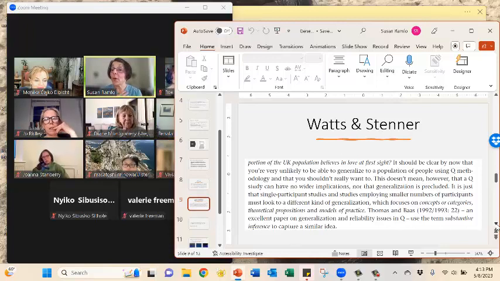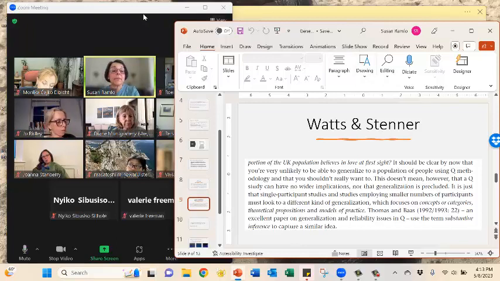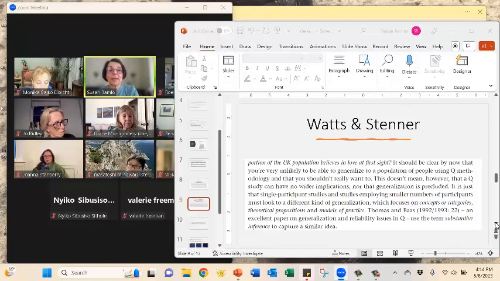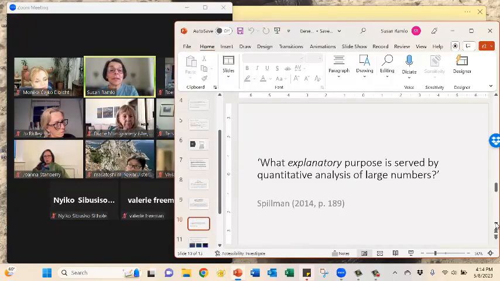I will point out that Watson and Stenner talk about substantive inference. They don't necessarily talk about substantive generalization, but they do talk about substantive inference, and they mention specifically the Thomas and Boss article from 1993, and say that it's an excellent article on generalization and reliability issues in Q. They don't go much further than that, but I'm happy to see that they mentioned it.